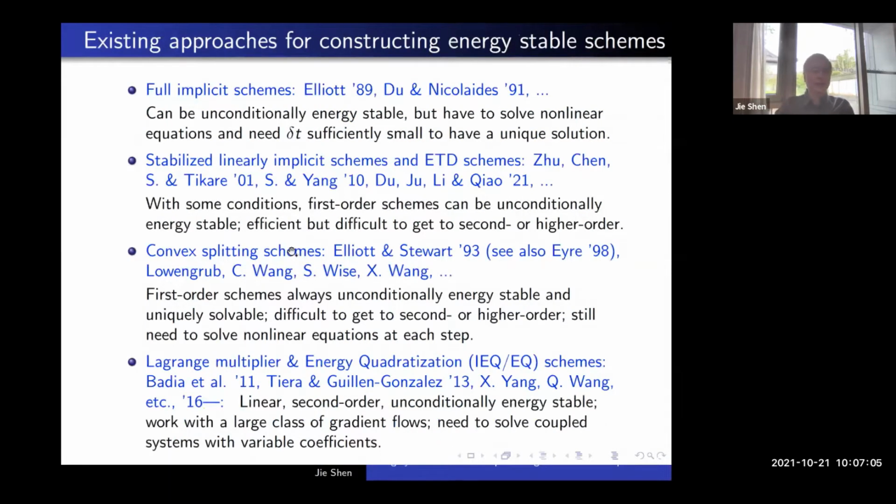So over the years, there are many papers and much work devoted to designing numerical schemes which can preserve the energy dissipation of the gradient system. There's a large number of works which I will skip. If you're interested, you can look at the references presented here. For the constraint of time, I will move on to the new approach.